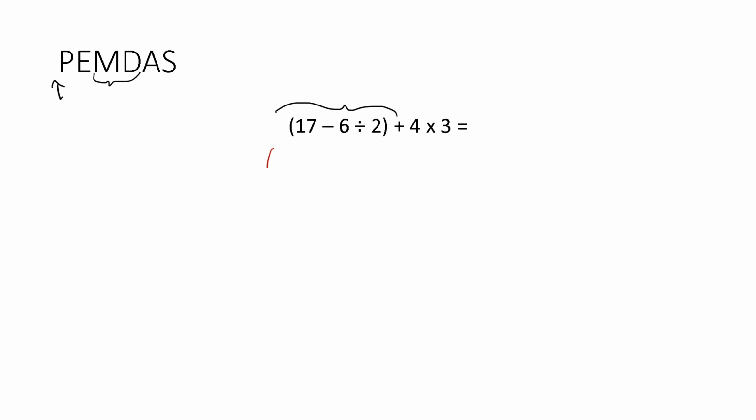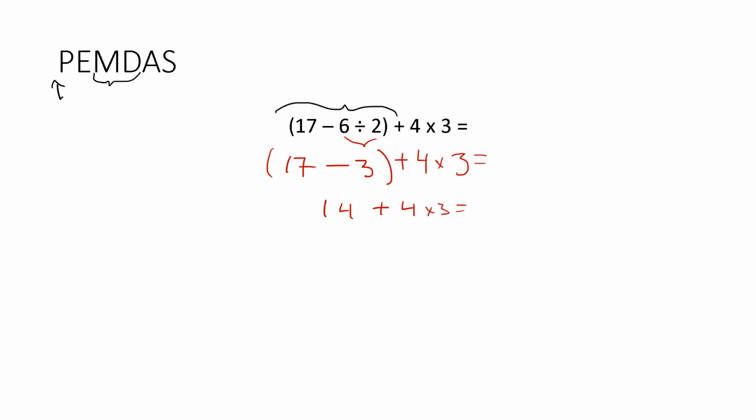Always copy down your problem as you're going in order of operations. So 17 minus, let's do our 6 divided by 2, which is 3, parentheses plus 4 times 3. Okay, we got our multiplication division out of the way. Now let's finish with our parentheses. We have 17 minus 3. 17 minus 3 is 14. And then we have plus 4 times 3 equals, we don't know yet.